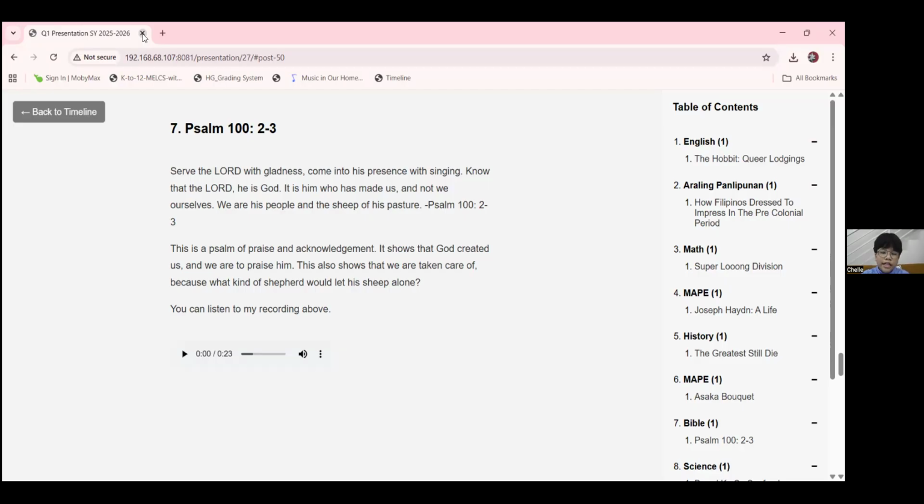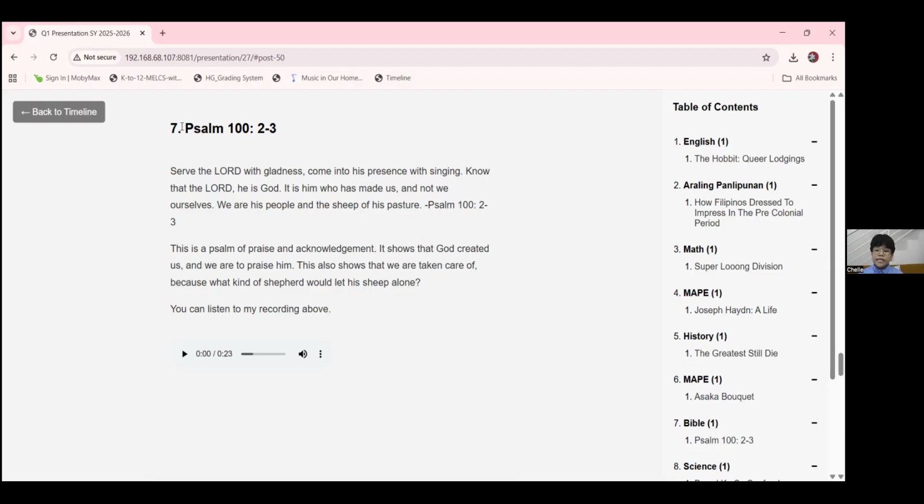So I'm gonna be starting off with the Bible. This is our memory verse, Psalm 100, verse 2 to 3. Serve the Lord with gladness, come into his presence with singing. Know that the Lord, he is God. It is him who has made us and not ourselves. We are the people and the sheep of his pasture. Psalm 100, verse 2 to 3.